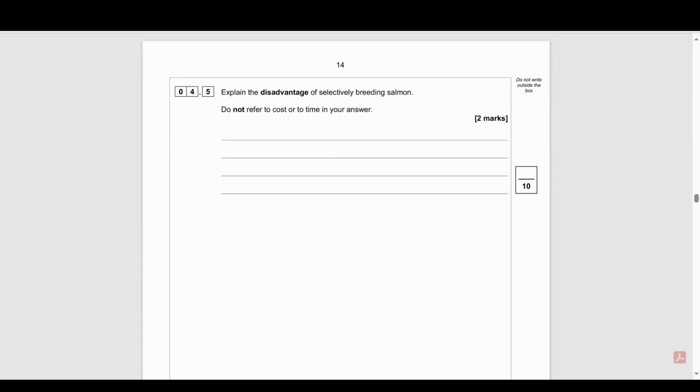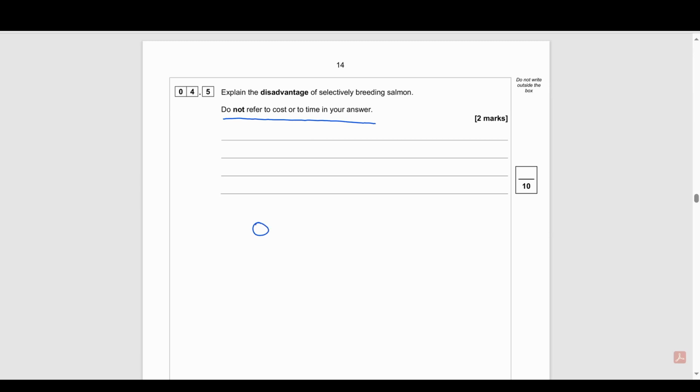(4.5) Explain the disadvantage of selectively breeding salmon. Do not refer to cost or to time in your answer. So what's the issue with taking two fish, breeding them together, waiting for their offspring to grow, and then breeding the offspring together and repeating this over many generations?